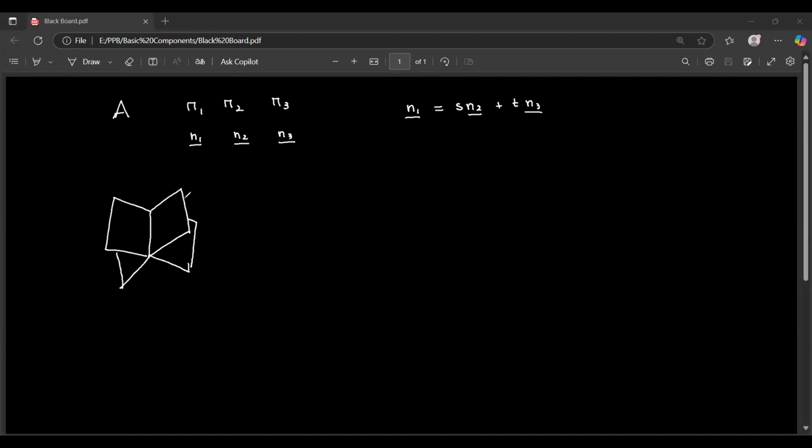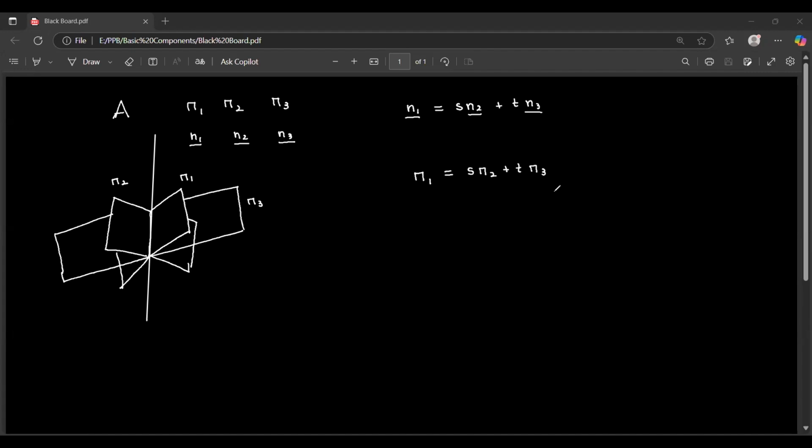So let's say we have the third plane coming like this. So they are intersecting at a single line, as you can see here. If this is pi 1 and this is pi 2, and let's say this is pi 3, what you have to prove here is, if they are intersecting at a single line, you have to show that pi 1 can be given as s pi 2 plus t pi 3.